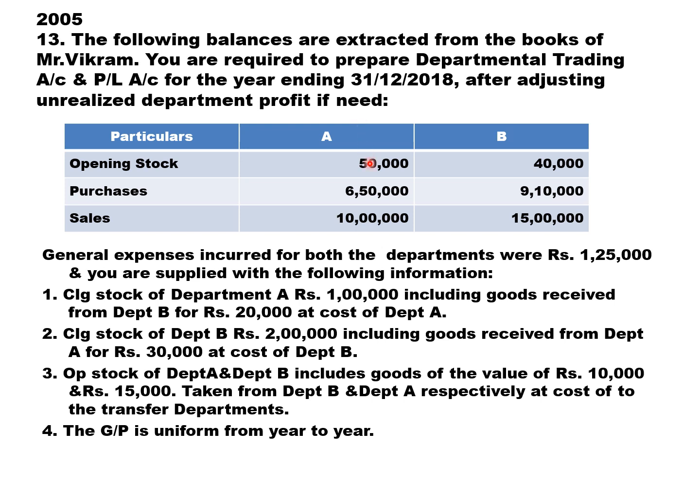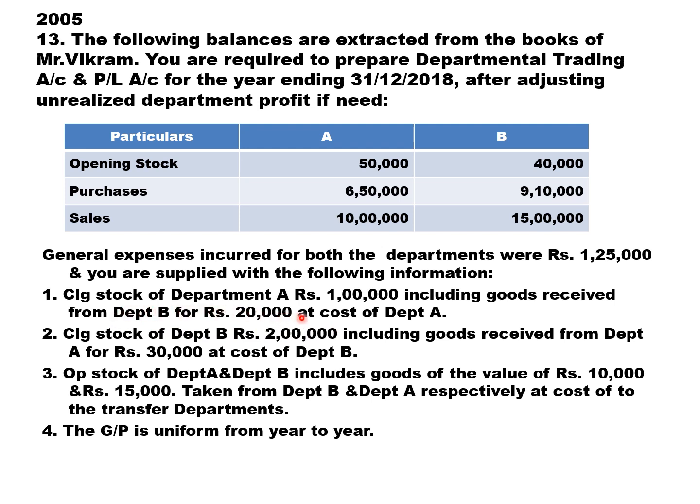So we have opening stock of A and B, purchases of A and B, sales of A and B. General expenses incurred for both the departments were 1,25,000, and you are supplied with the following information. So students, distribute general expenses in the ratio of 1:1, equally, because no information is given.